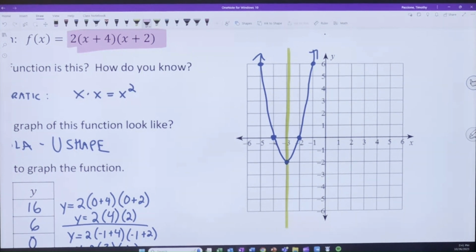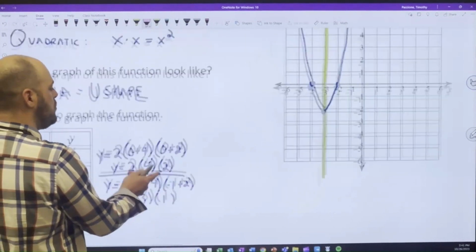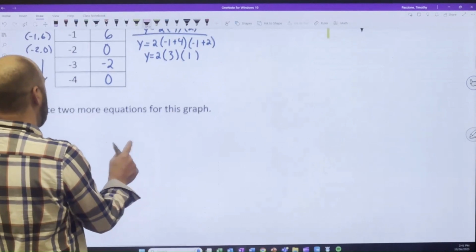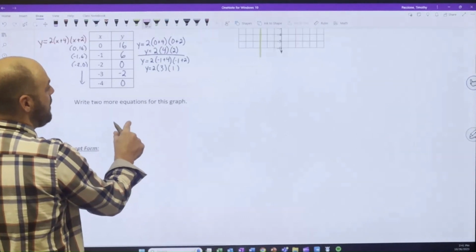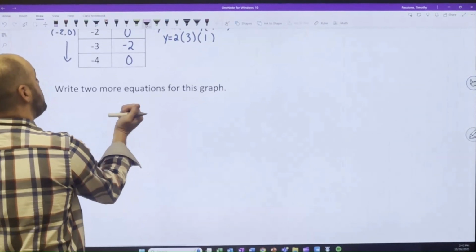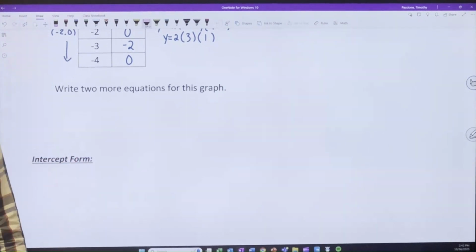What is this form called? Intercept form. Intercept form, right? It's in the name. Like you're going to be able to find x-intercepts from this form. That's the whole point of this form. Okay, so let's finish this warm-up. It said, hey, write 2 more equations from this graph. Well, what other types of forms do we know?